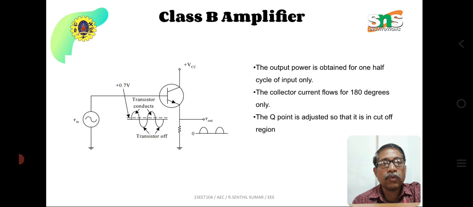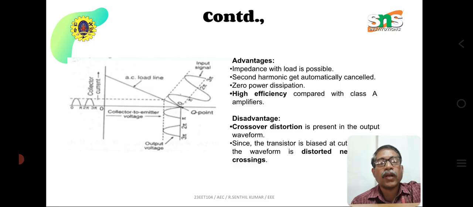See the input and the output waveform. It is well explained with the help of a load line graph. See the load line graph. The y-axis is the collector current. The x-axis is the collector emitter voltage. An AC load line is 45 degree or 60 degree tilted. It is drawn here. It is represented by an AC load line.